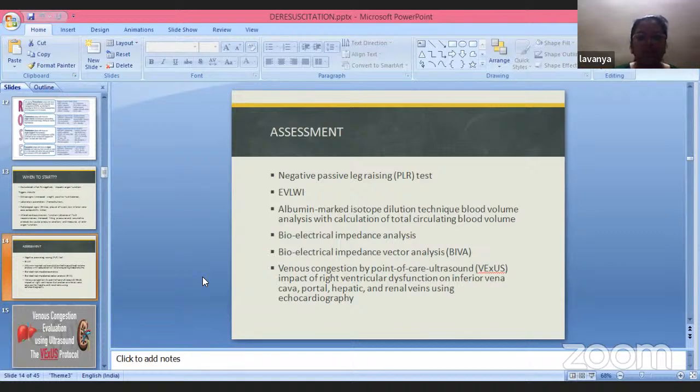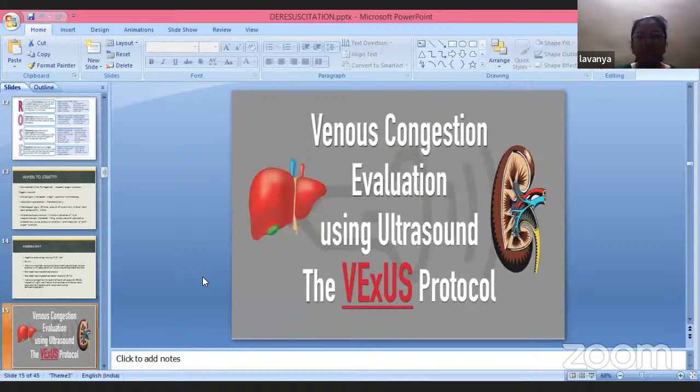And as I've already said, an extravascular lung water of more than 10 to 12 ml per kg of predicted body weight will tell us that the patient is definitely overloaded. Other techniques include the albumin isotope dilution technique, bioelectrical impedance analysis, and bioelectrical impedance vector analysis. As per my knowledge, all of these are not available to us right now. So what I felt is the most important tool that can be used is the VEXUS protocol, that is, venous congestion evaluation using ultrasound.